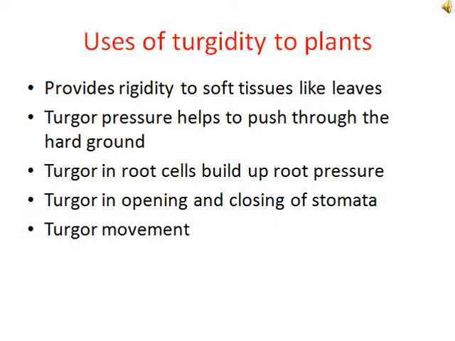The next use of turgidity in plants is the turgor movement. When we touch the leaf of a sensitive plant, it droops down. This drooping is due to the loss of turgidity from one place to another. When we touch any one leaf of a sensitive plant, after a few minutes the whole leaf droops down. This drooping of the leaves is due to the movement of turgidity.